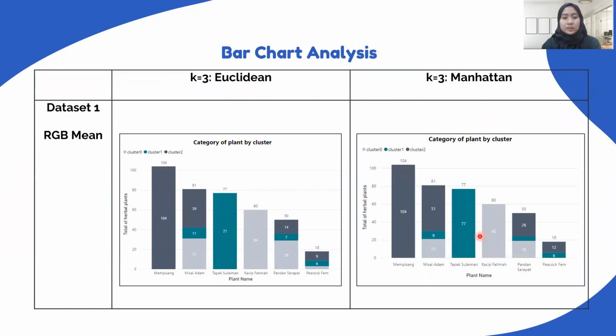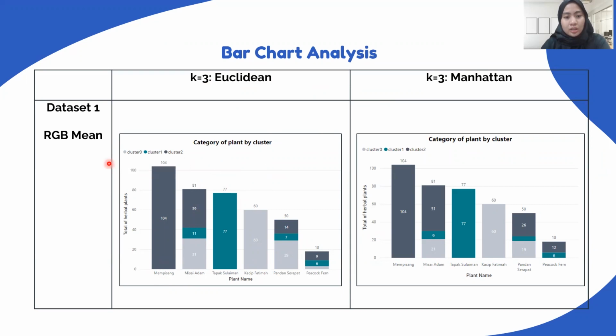Okay, last one is the bar chart analysis. This is an example where we use the first dataset, RGB mean. So when we use k equals 3, the optimal number of clusters, this is the result where we got Mempisah, Tapak Sulaiman, and Kak Fatimah grouped in the same species. So like for Miss Sayada, Pandan Rapat, and Peacock Fern, they are grouped in each of the clusters.